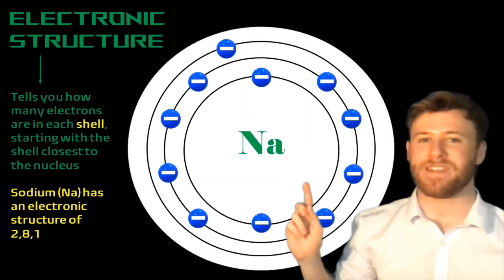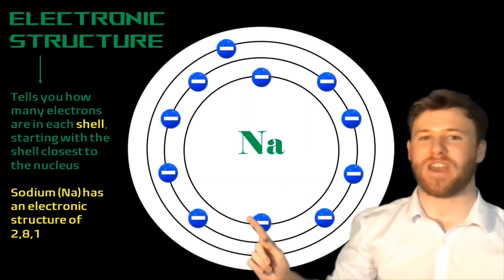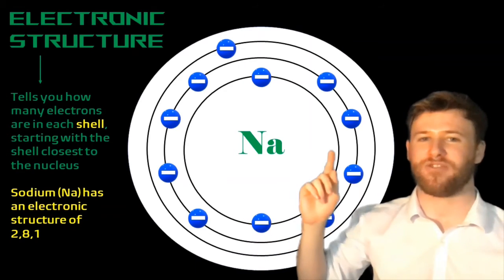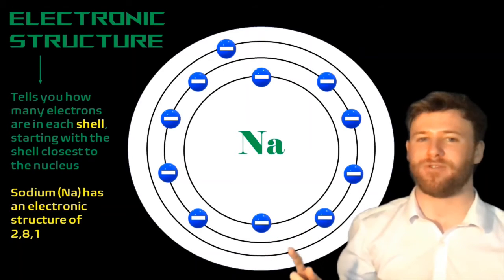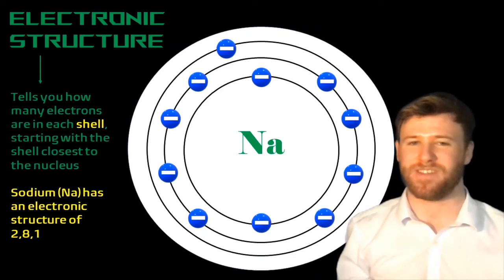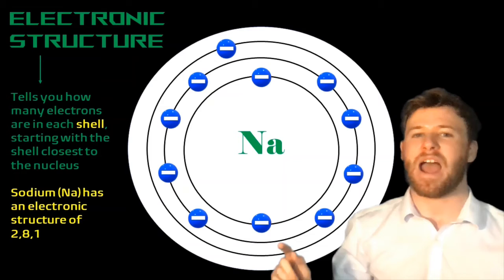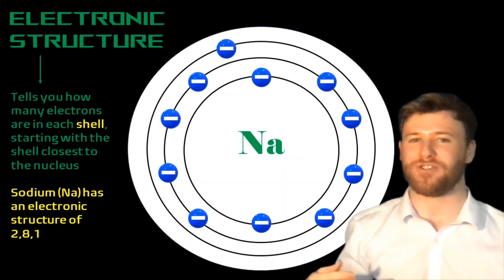So we can draw in these electrons, and we draw them in the following way. The first shell contains a maximum of 2 electrons. The next one, and the one after that, and the one after that, going on, can take a maximum of 8 electrons. So with sodium, we've got 2 in the first shell, 8 in the next one, and then 1 in the outer shell to make up our 11.